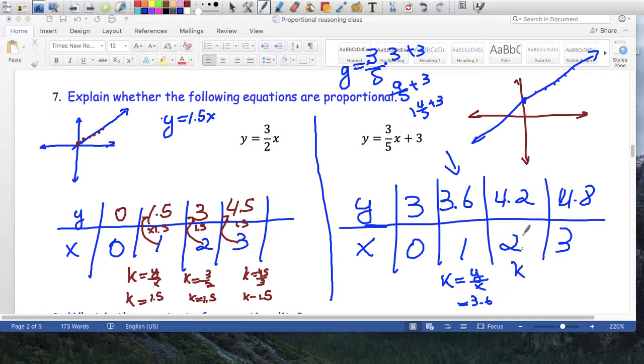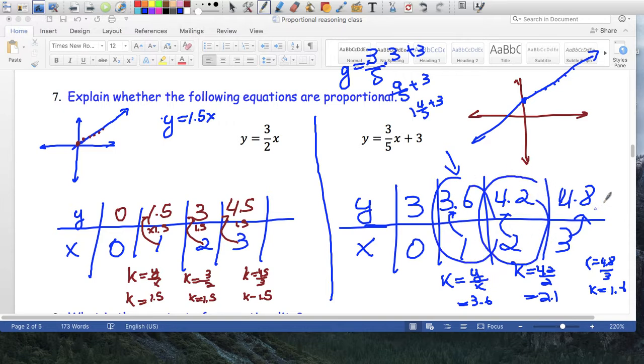Now let's see over here if the constant of proportionality is also 3.6. I get y, which is 4.2, and I divide that by 2. 4.2 divided by 2 is 2.1. You can tell they're different. And the last one is k equals 4.8 over 3, and 4.8 divided by 3, I believe, is 1.6. You can tell that they are all different. The unit rate for this one is 3.6, for this one is 2.1, and for this one is 1.6. So they are not proportional.